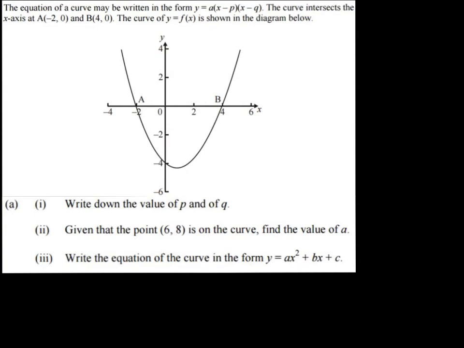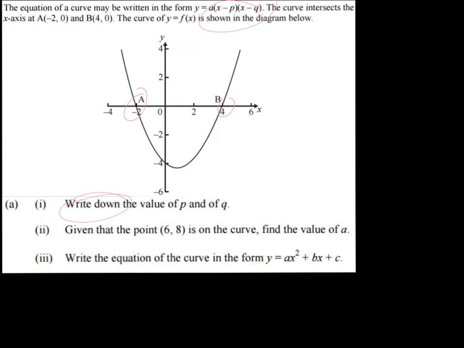In question 11, we have been provided with the equation for this quadratic in intercept form. We've got the two intercepts at -2, 0 and 4, 0. And we're asked in part 1 to write down the value of P and Q. Now, write down means you should be able to establish it fairly simply without having to do any real calculations.